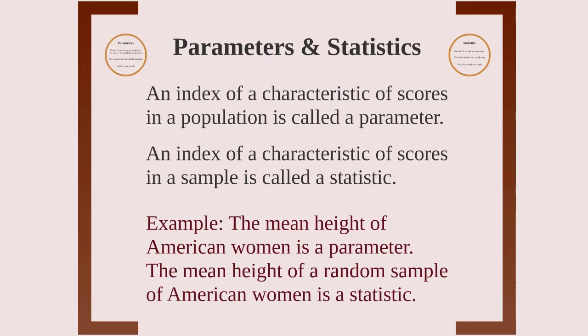Why? Because the mean is an index of scores, and because when we're talking about all American women, we're talking about a population. An index for a population is a parameter.